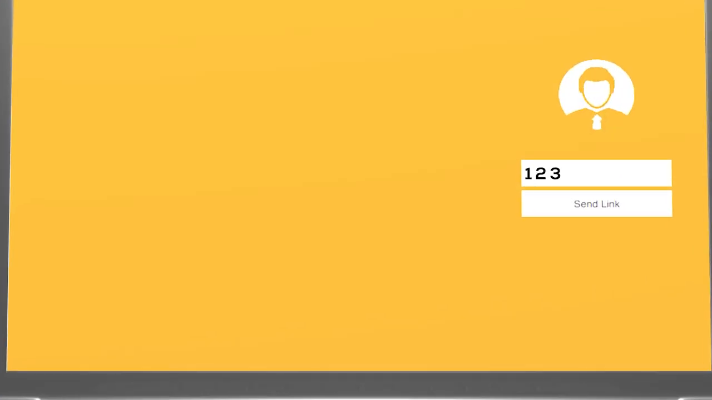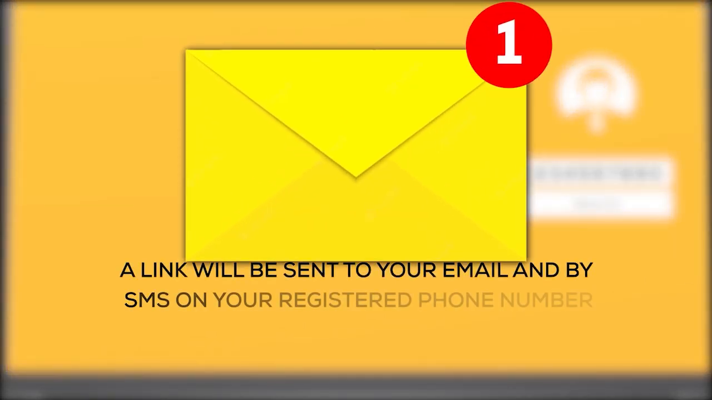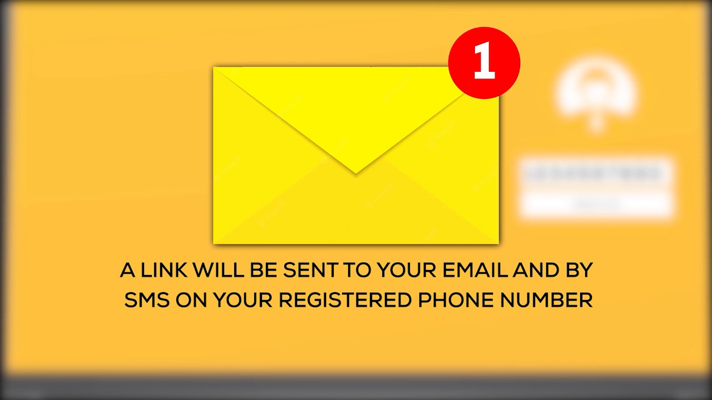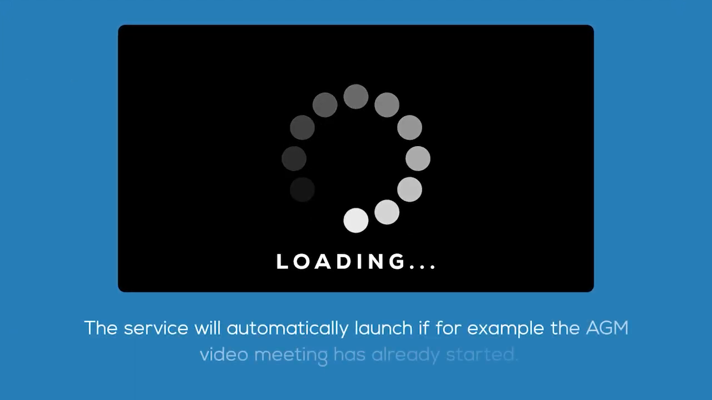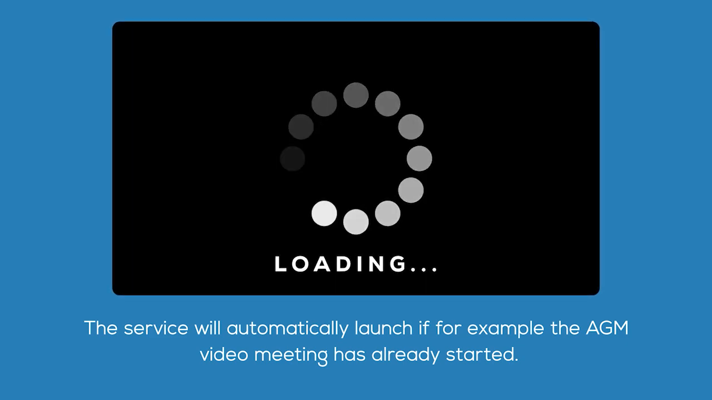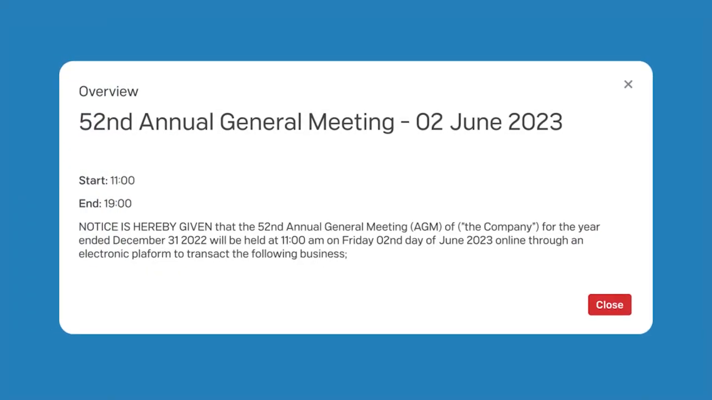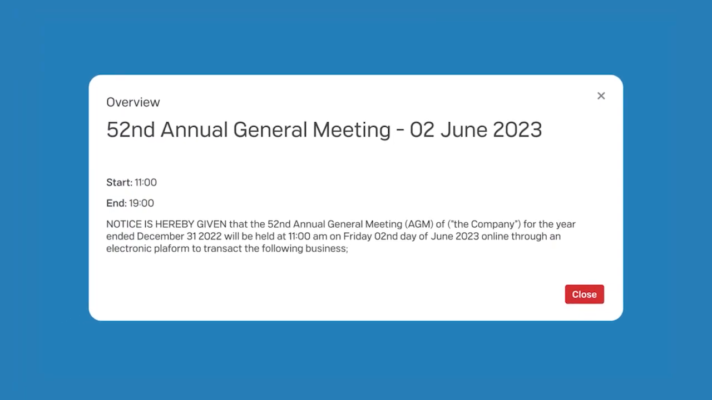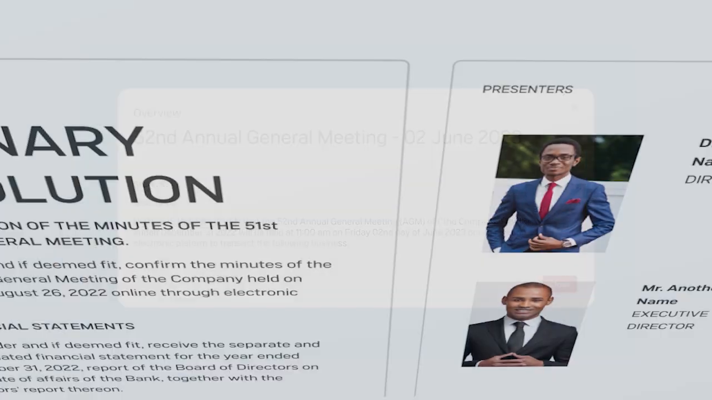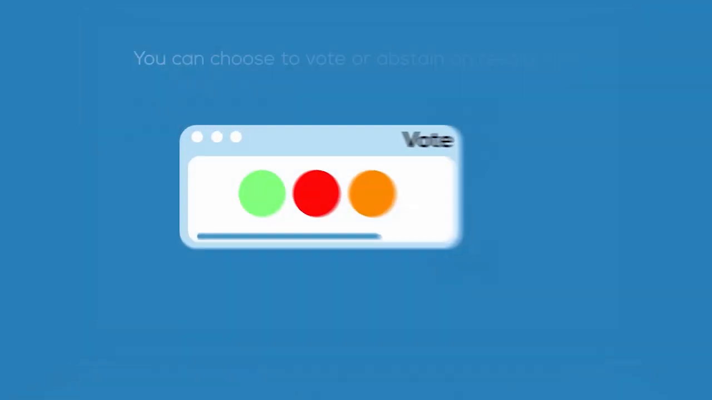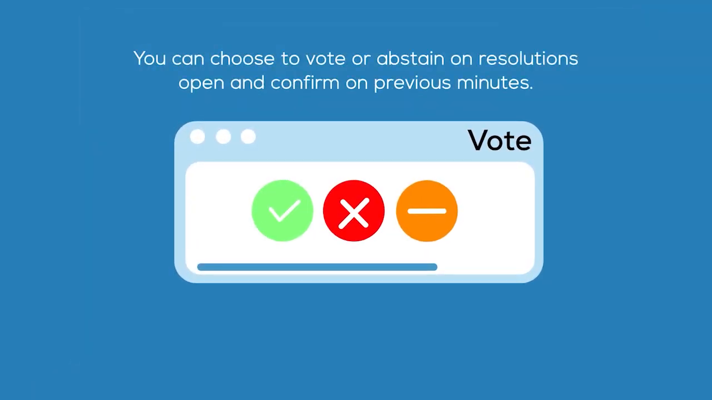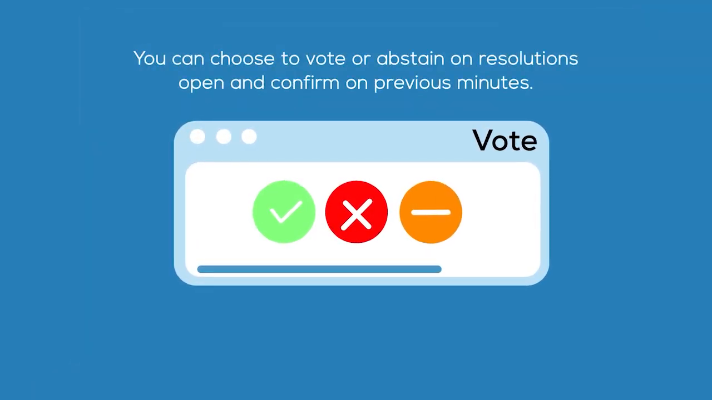First, you need to input your SCD number and the link will be sent to your email and by SMS to your registered phone number. The sent link will log you into the SCD portal and automatically launch the AGM video meeting if it has already started. You will have access to options like Overview for description of the day's events, Agenda for business to be conducted and presenters. You can choose to vote or abstain on resolutions open and confirm on previous minutes.